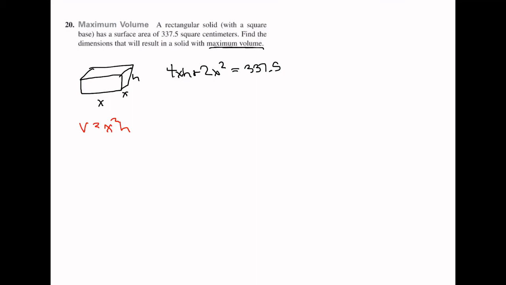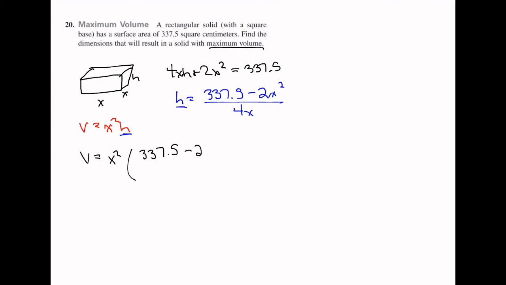I'm not going to show all the steps to try to make this already long video a little bit shorter. So what would we have? We would have h is 337.5 minus 2x squared, and then that would be all divided by 4x. Alright, so this is going to be plugged in for h before we find our derivative. So your volume is x squared times what we just got for h.